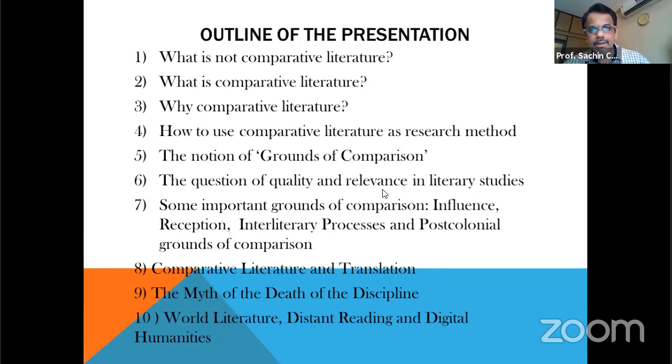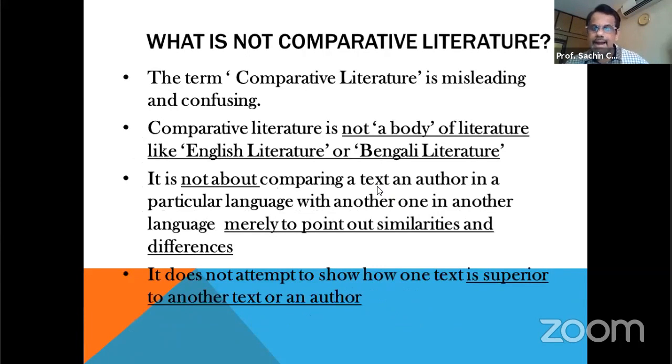So I begin with the first thing. What is not comparative literature? One of the problems that we have with the term comparative literature is that it can be very misleading and confusing, and very often one way to find out what something really is, is to spell out what it is not.